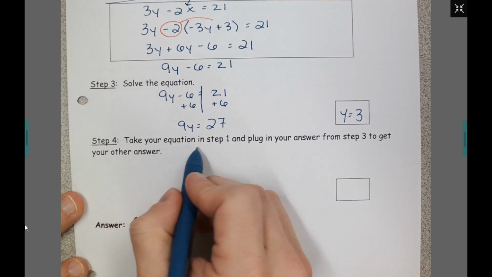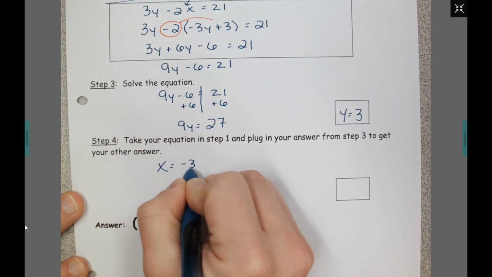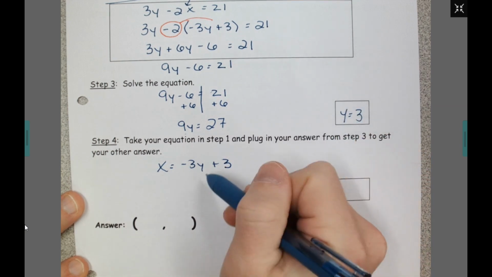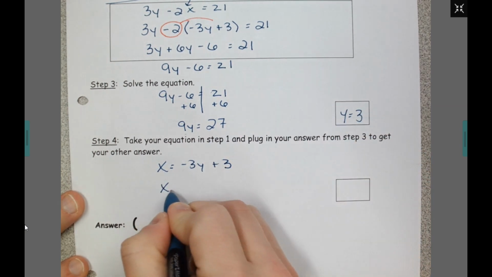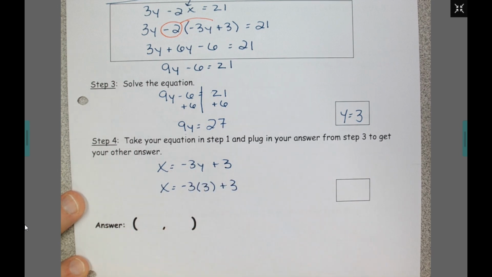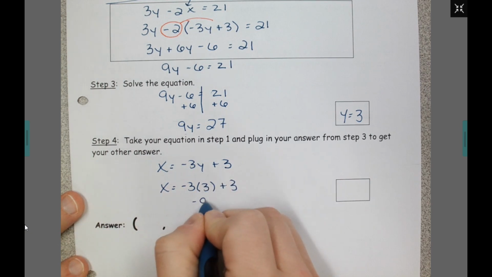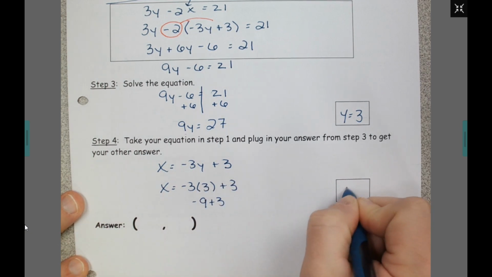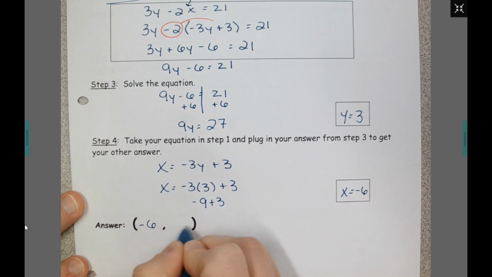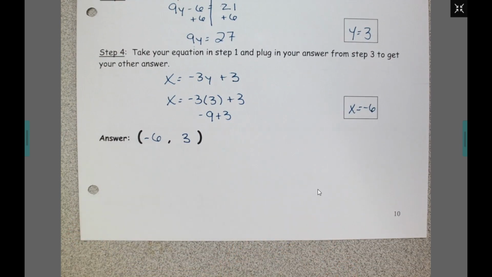So our last step, step 4, is we take our equation from step 1, x equals negative 3y plus 3, and substitute in y equals 3. So x equals negative 3 times 3 plus 3. Work this out: negative 9 plus 3, you get x equals negative 6. Giving us a final answer of negative 6, 3. And that's substitution.